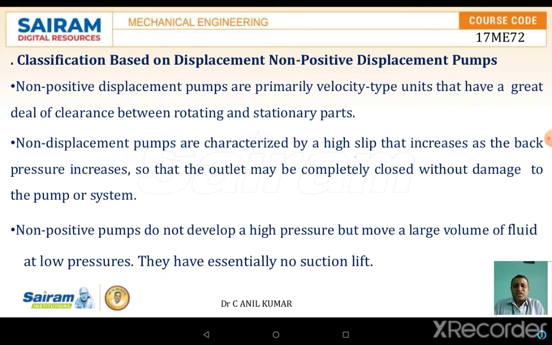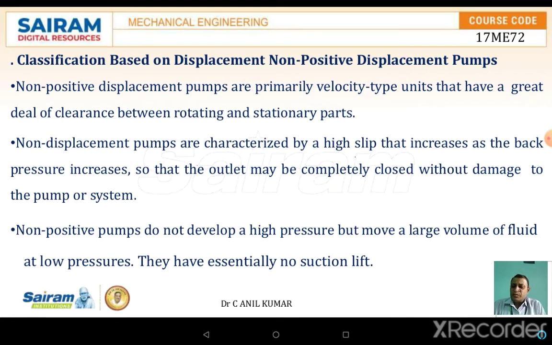The first discussion is with respect to the classification based on displacement. First, we are discussing the non-positive displacement pumps. Non-positive displacement pumps are primarily velocity type units that have a great deal of clearance between the rotating and the stationary parts. Non-positive displacement pumps are characterized by high slip that increases the back pressure, so that the outlet may be completely closed without damaging the pump or the system.